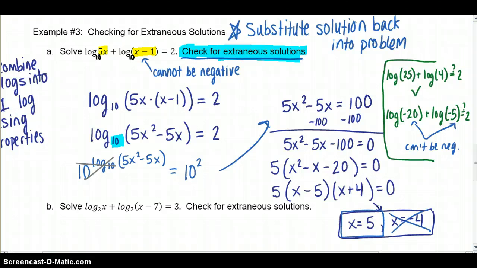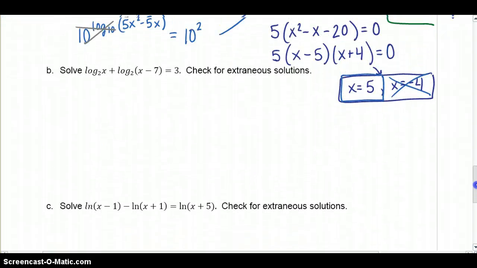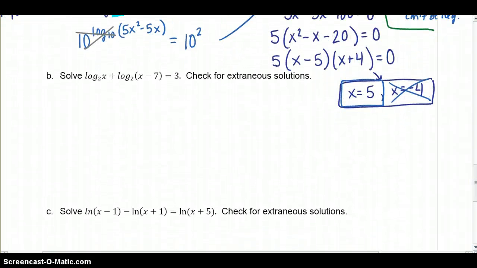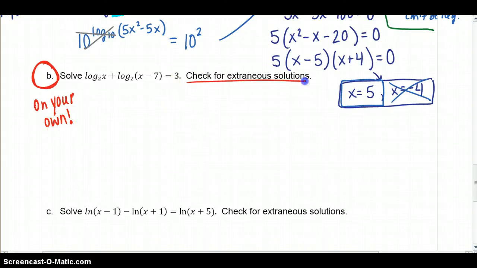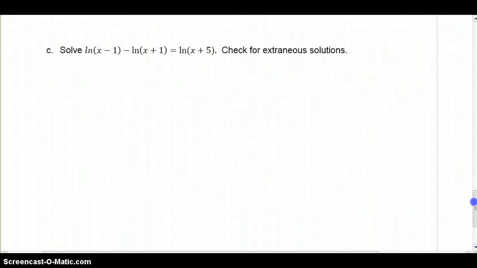Whew, that was a long problem. Let's see, we've got 2 more problems. I want you to try letter B on your own, and then I'll get you started on letter C, and let's see how far we can get through it. Okay, try letter B on your own, though. Check for extraneous solutions. Don't forget to do that problem. Who knows, you might have a quiz on it in class. Hate to miss out on those points.